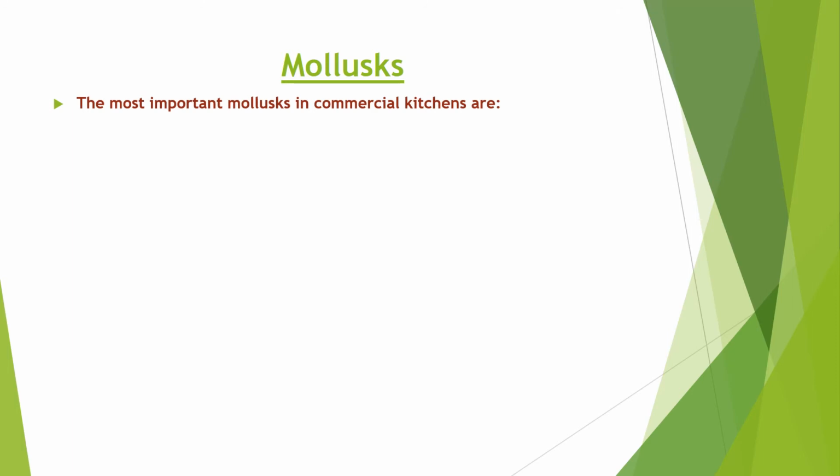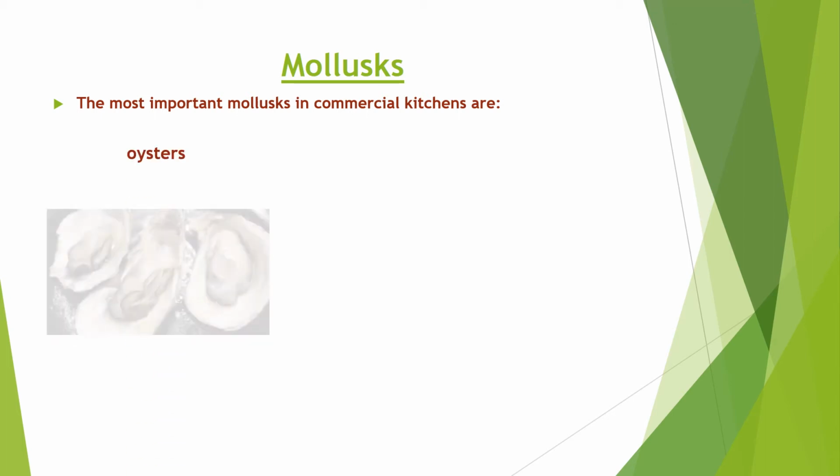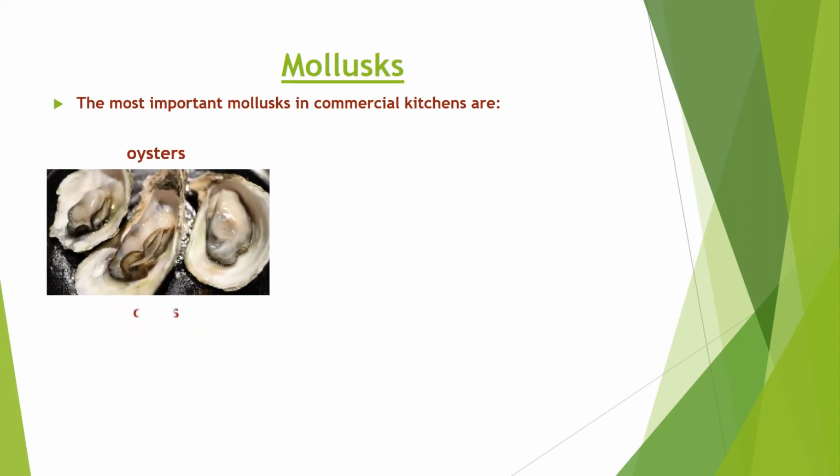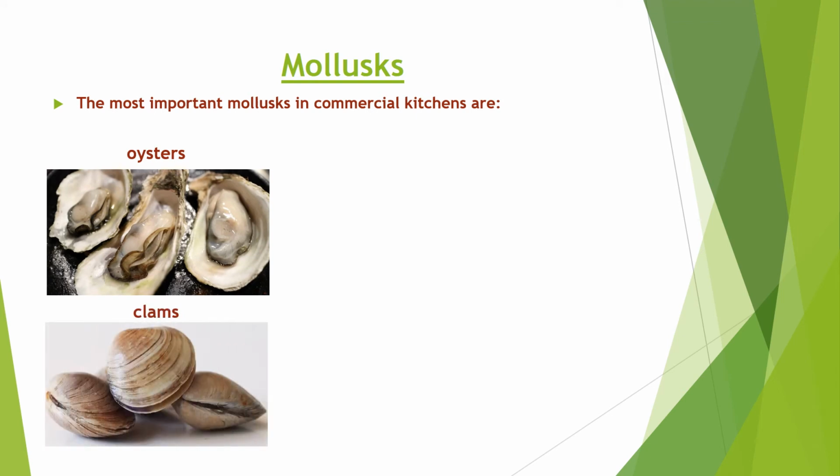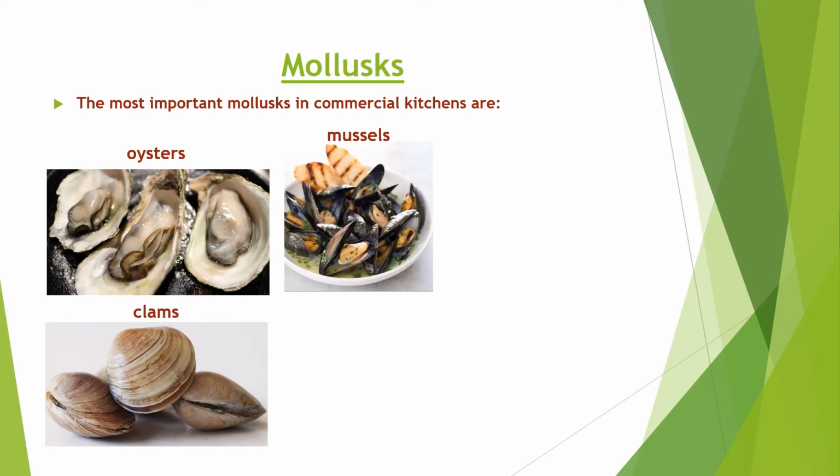The most important mollusks in the commercial kitchen are oysters. You can see it over here. Clams, see it over here in the picture. Mussels, you can see it over here. They are nice, they're very delicious. I love them. Well, actually, I like three of them. The oyster, I like them raw. It's an appetizer.